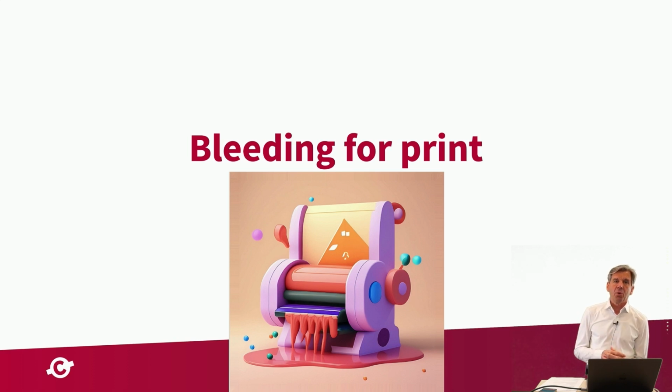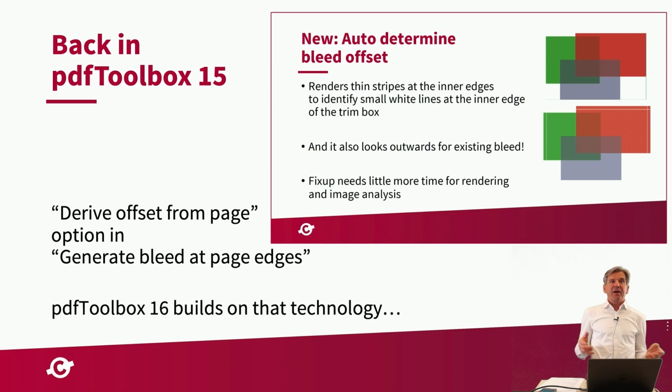We all know that bleed can be very good. We need bleed, we want bleed for print files, but we often don't have bleed. And that has been an ongoing topic for us in feature development for pdfToolbox. And then we should look back at what happened in pdfToolbox 15. This is the original slide that we are looking at, the upper right corner. There we introduced a new feature, how to determine bleed offset.